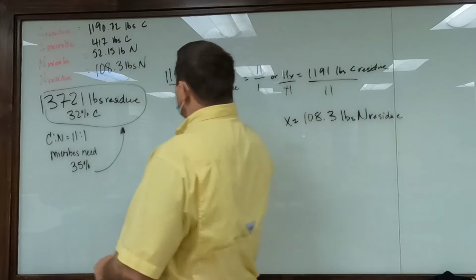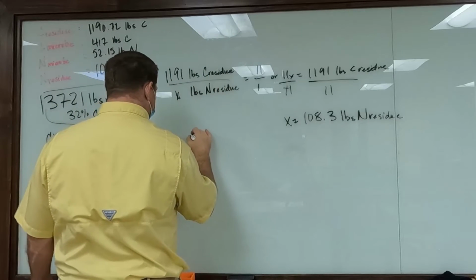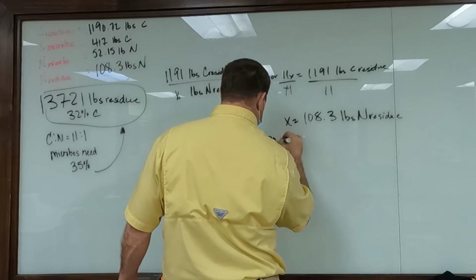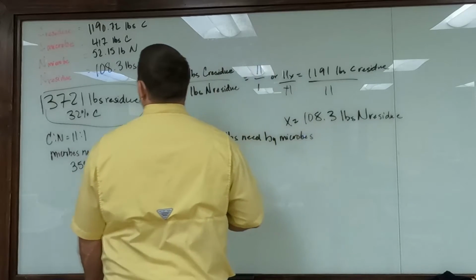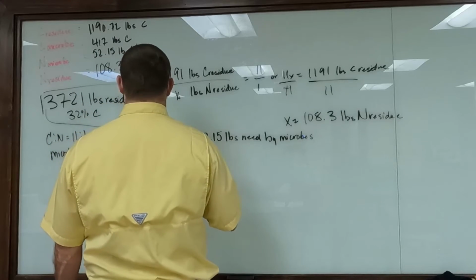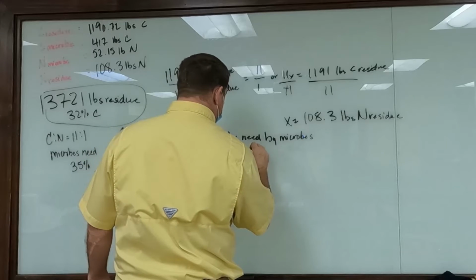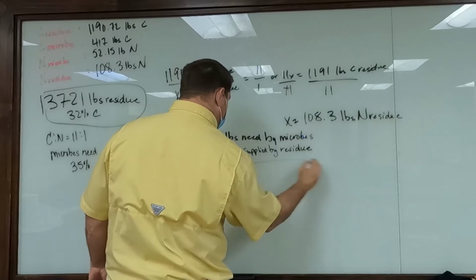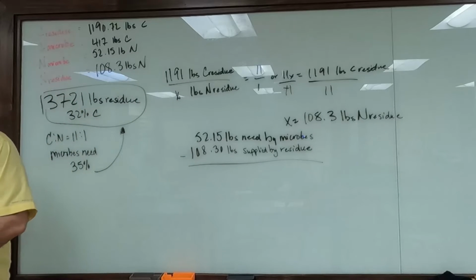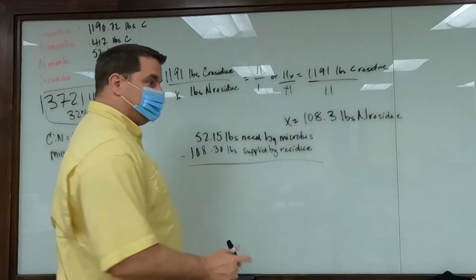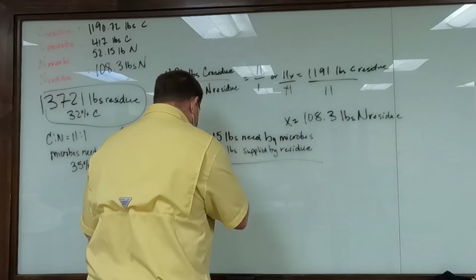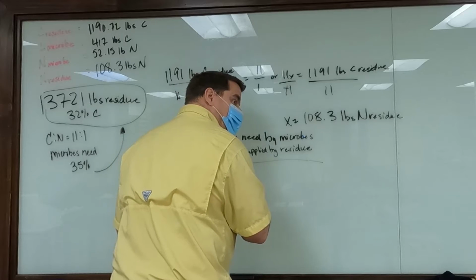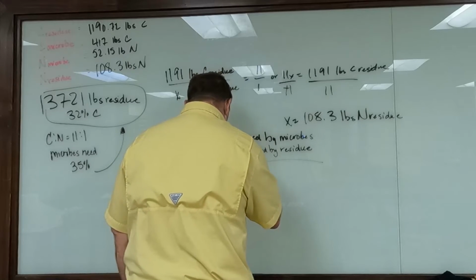So, microbes needed 52.15. We have 108.30 pounds supplied by residue, which gives us, my math, I rounded differently, 56.12 pounds of N in excess. Wouldn't it be in excess? It is, it's correct. So when we have this negative, that's pretty close. My math over here is 56.15, but that's just rounding error. You wouldn't have gotten that wrong if you had put that on the test.